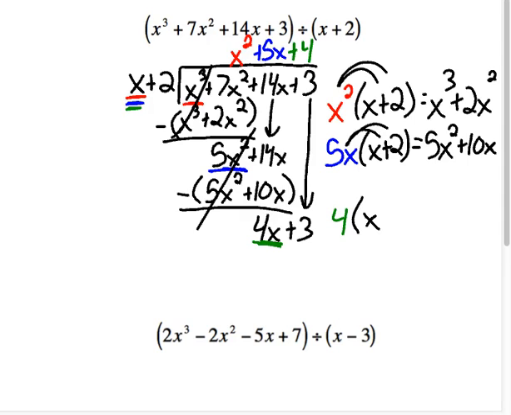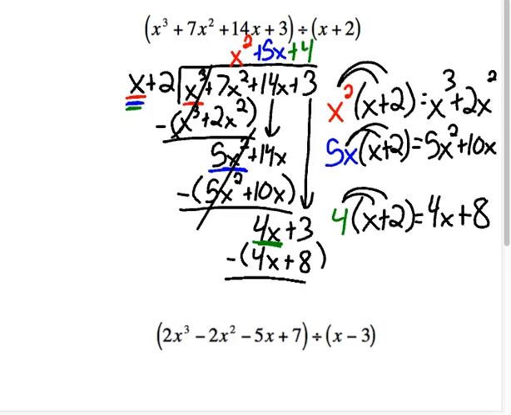Then I'm going to multiply that into the x plus 2 to get 4x plus 8. That's what I bring down here, so I can subtract it off and see how close I got. Well, 4x minus 4x cancels off just like it should. 3 minus 8 leaves me with a negative 5. And at this point there's nothing more that I can do. So since there's nothing more I can do, that negative 5 becomes my remainder.